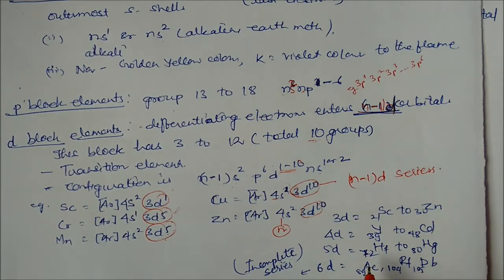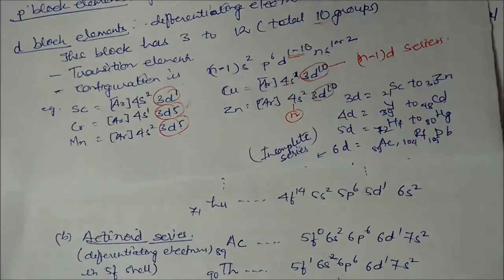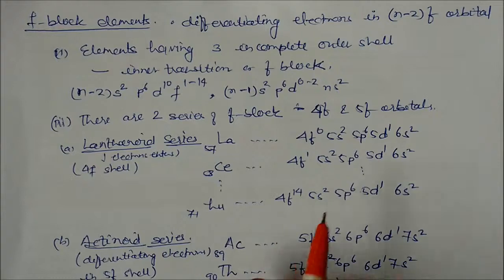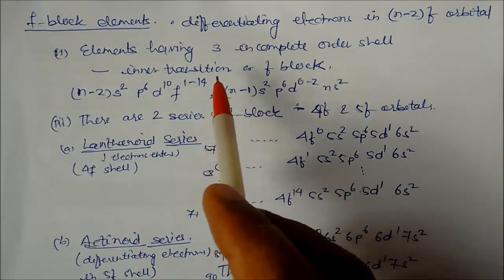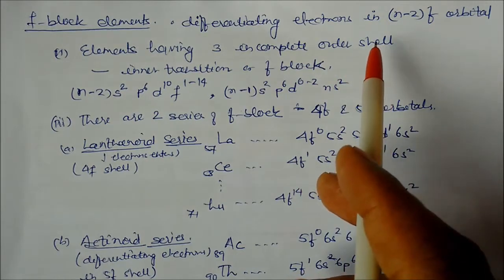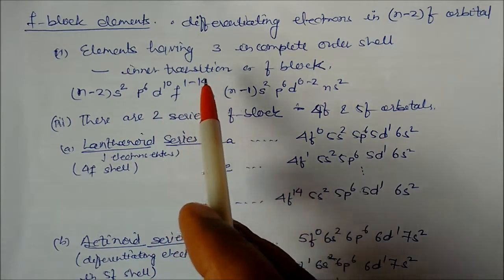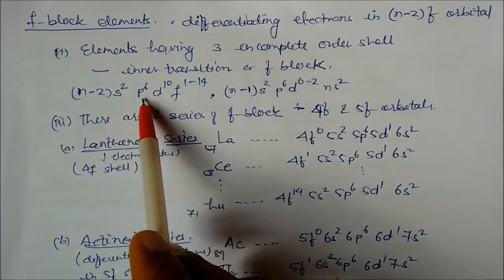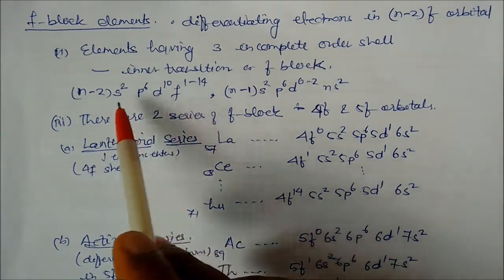So this is an incomplete series, so it is not given completely. After this we'll see the next, your f block element. Here again the differentiating electron goes into the (n-2) f orbitals. Again they have 3 incomplete outermost shells, that's why they are called inner transition or f block elements. 3 incomplete outermost shells means like 4s, 4p, f, these are incomplete.